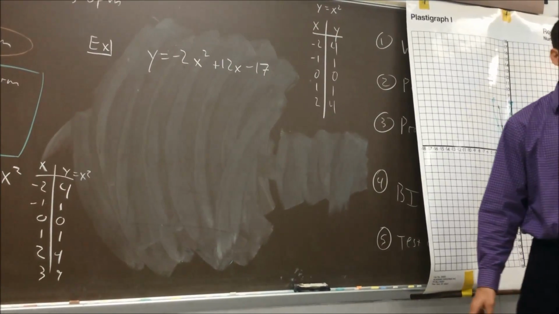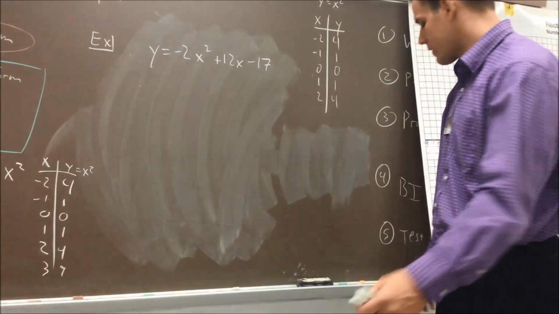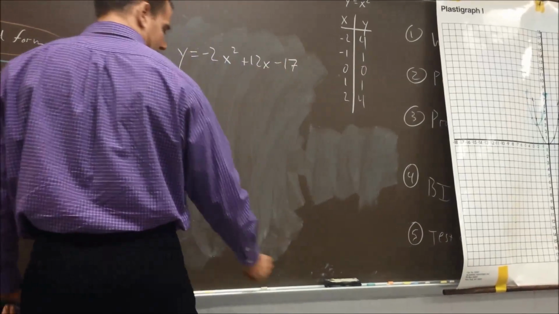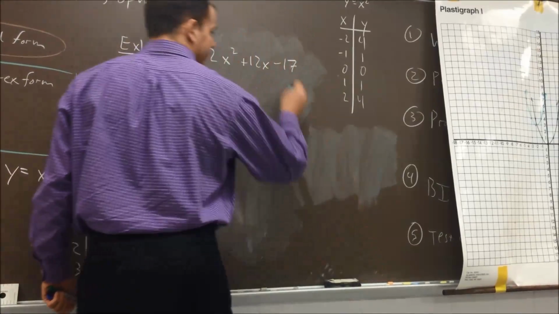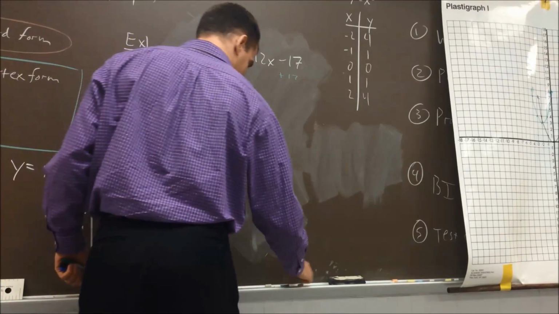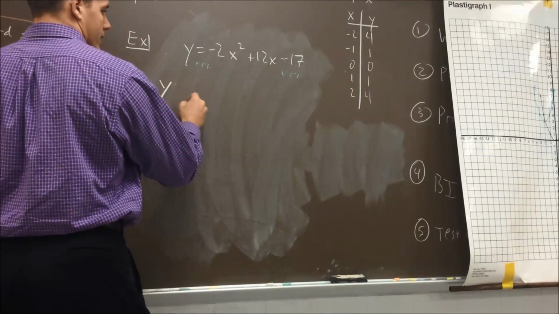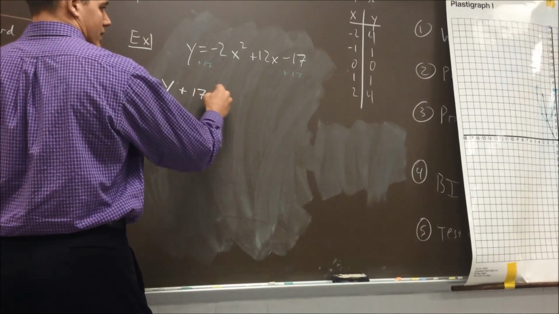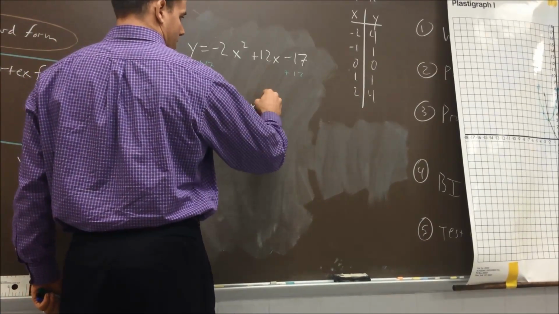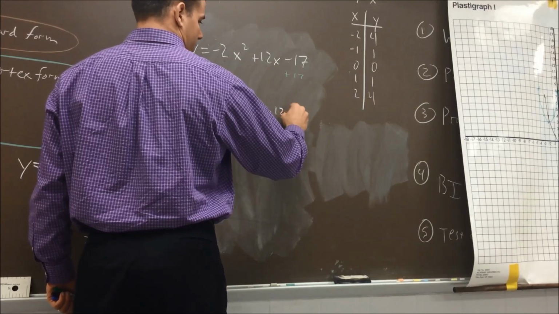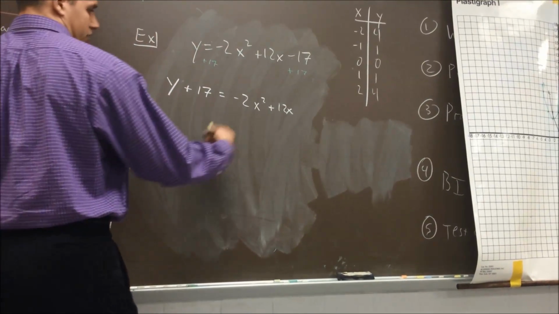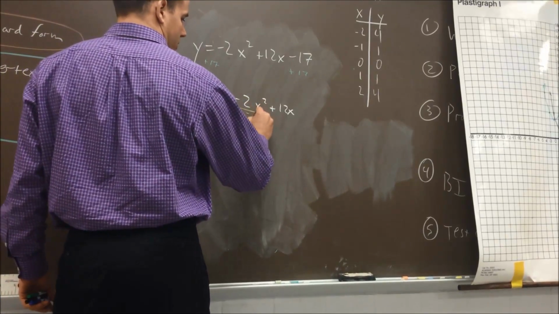Yep, that's one way you can do it. There are other ways. They're also valid. But we're going to divide by -2. First thing I'm going to do, though, I'm going to get the 17 on the other side. So y plus 17 is equal to -2 x squared plus 12x. And then you said divide by -2, so let's just divide everything by -2.